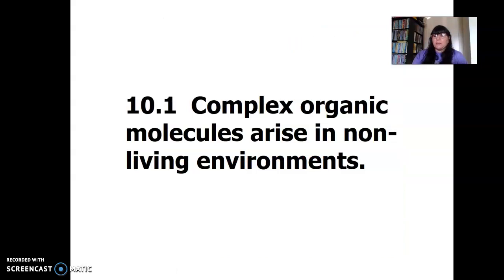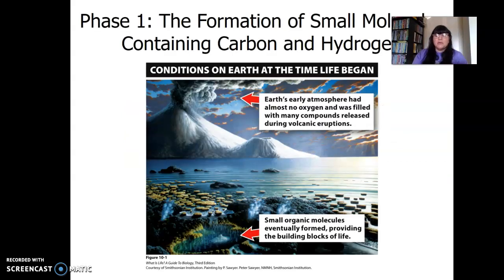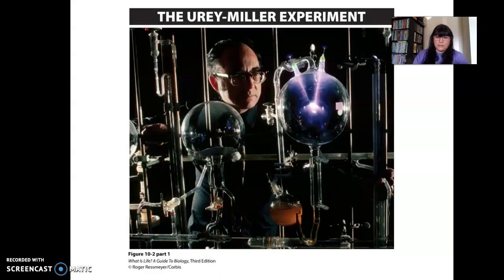So complex organic molecules arise in non-living environments. So this is the early Earth. There was a lot of volcanic activity. There was hydrogen, there was sulfur, hot water, okay? So it says small organic molecules eventually formed, providing the building blocks of life. Earth's early atmosphere had almost no oxygen, okay? If we had done the lab, you would see that. It was filled with many compounds released during volcanic eruptions.